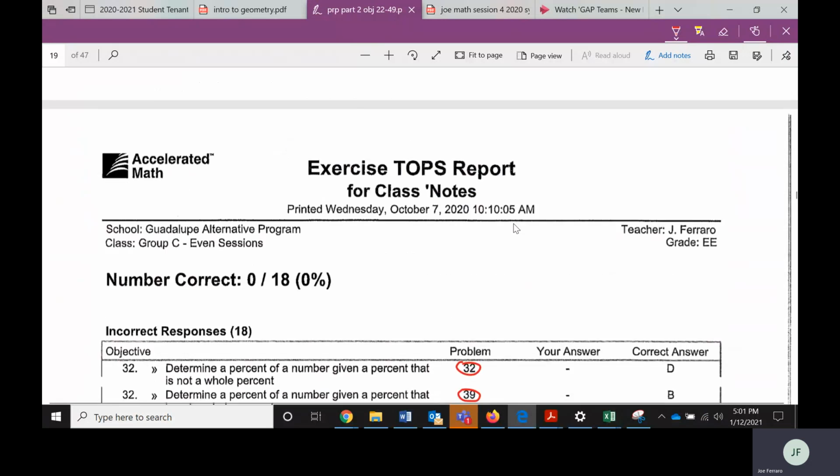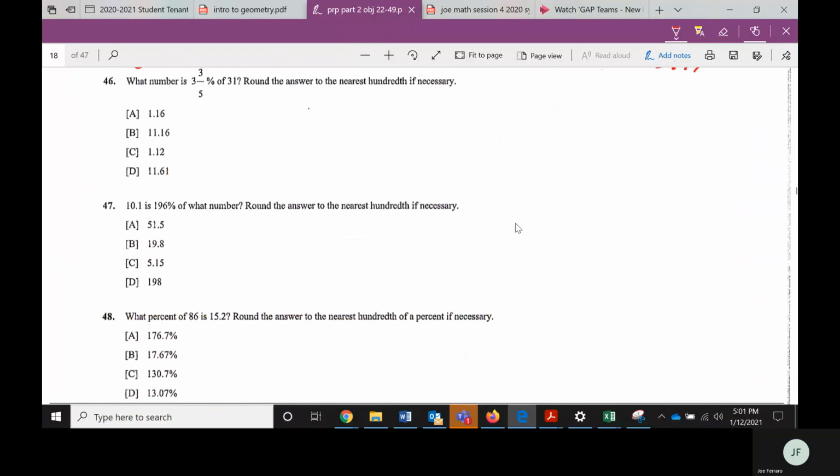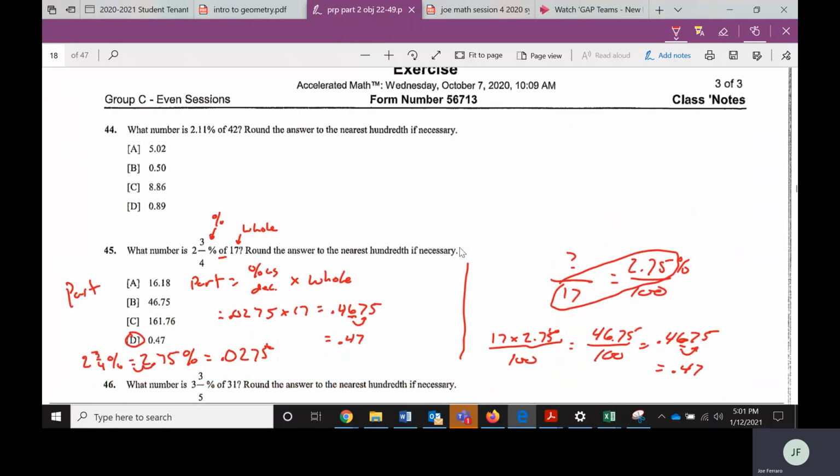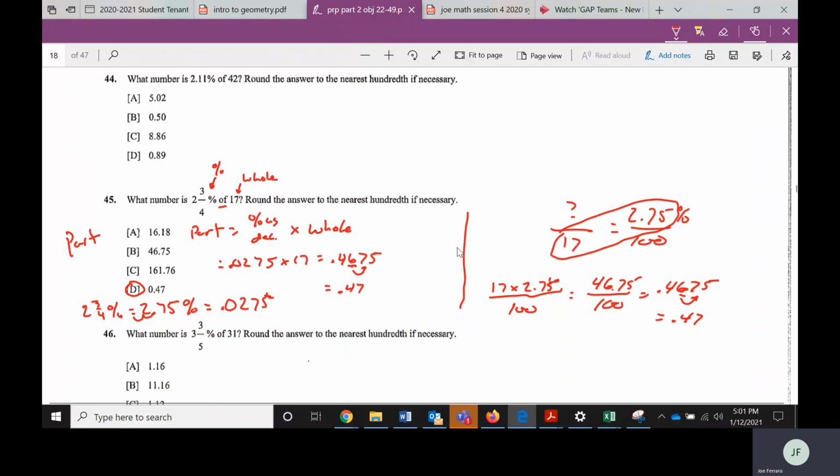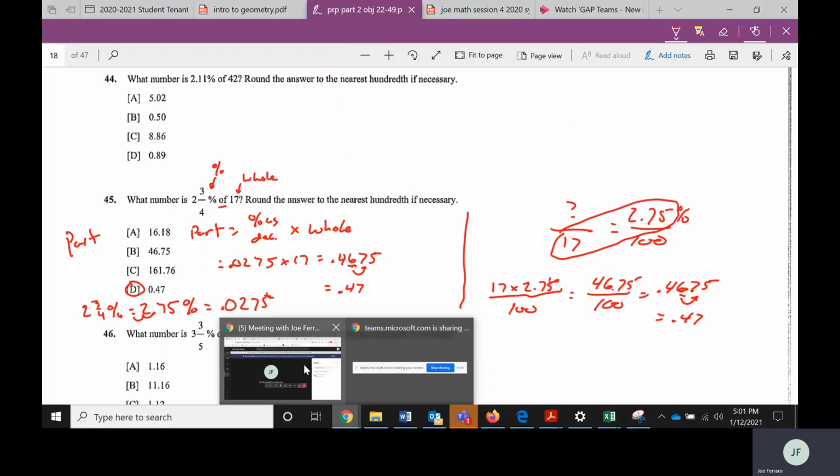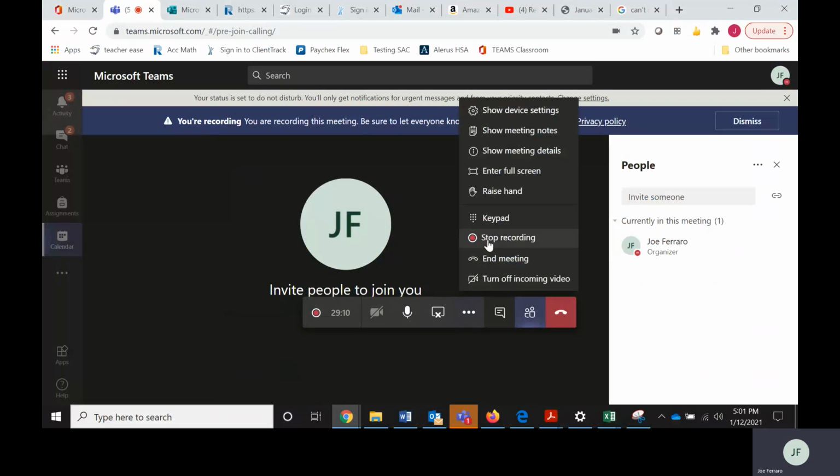Send me pictures of those notes. You get points for that. Practice some of these other ones. Check your answers. Ask me if you have questions. If you don't have questions, ask me for the test. All right. Again, let me know if you have questions.